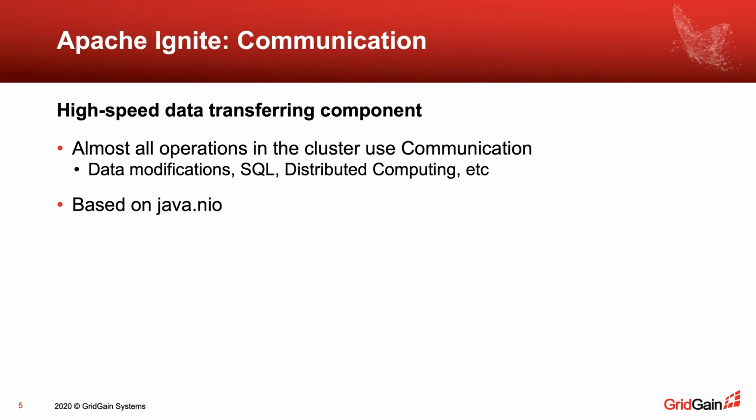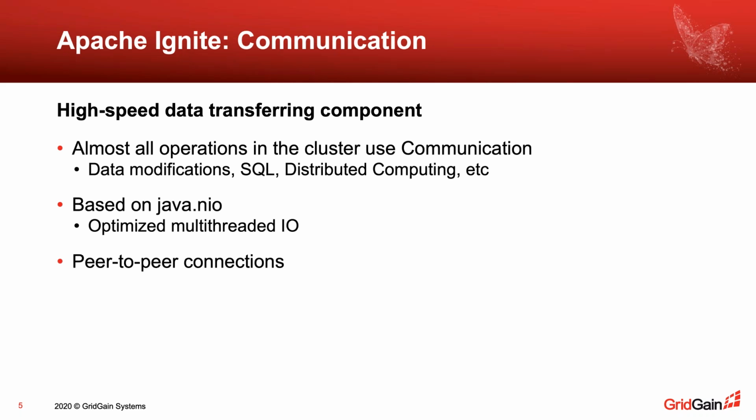Internally, communication is based on a library called Java Nio. So Java Nio, for those of you who don't know, is part of the Java Standard Edition libraries, which is responsible for fast non-blocking input-output, in particular for network I/O. And it allows the Apache Ignite to implement this optimized, fast, multi-threaded parallel I/O.